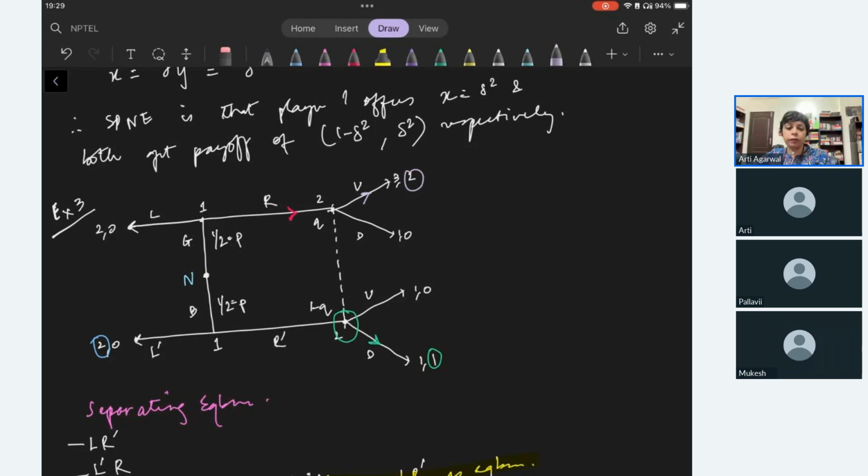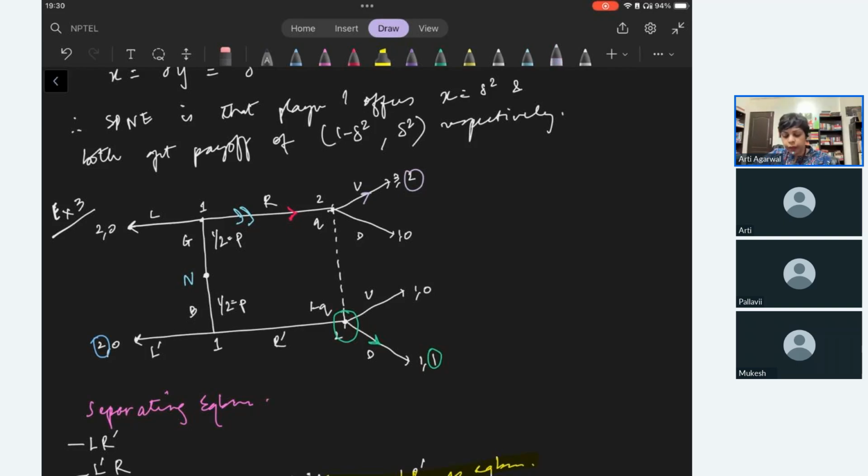This is the direction in which the game is going to proceed. Hence, this part of the game is perfect, where he is going to choose R and player 2 is going to choose U. Now let's see what happens in the other part of the game.